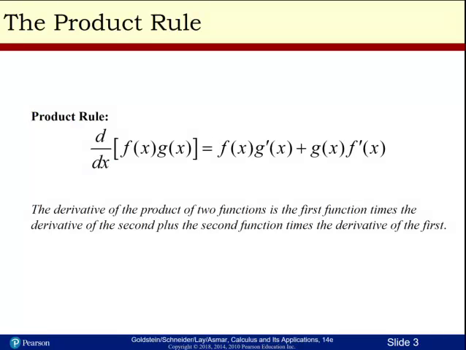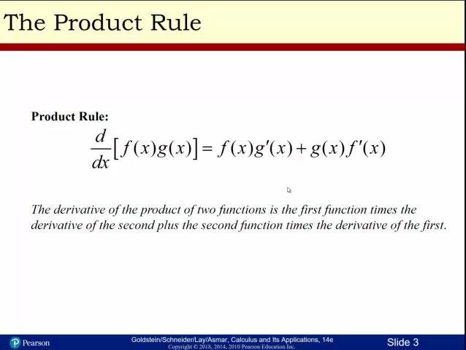The product rule tells me that if I have a function of two functions and they're multiplied together, and I would like to take the derivative of the product of those two functions, I would write down the first function, f of x, multiply it by the derivative of the second function, plus the second function times the derivative of the first. Now, the proof for this particular rule can be done.